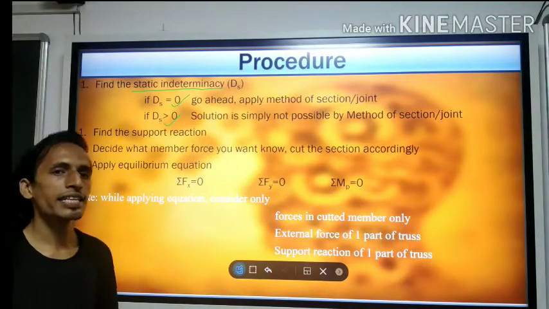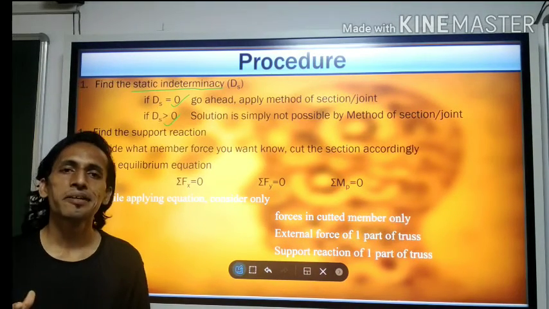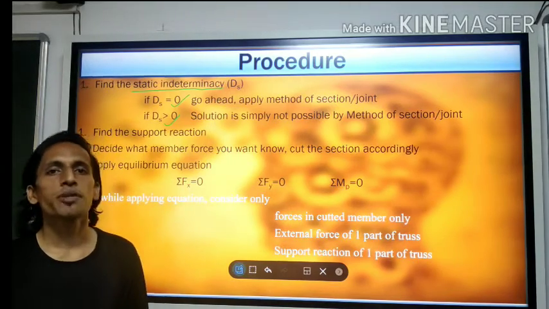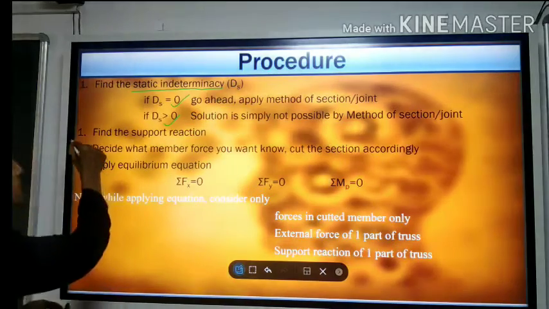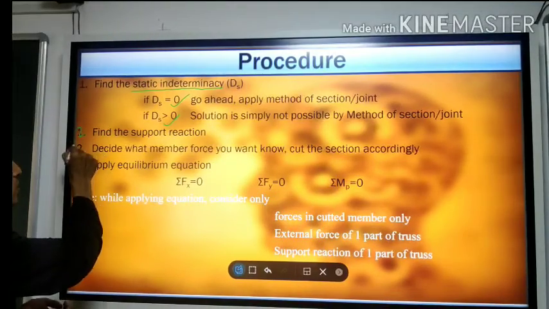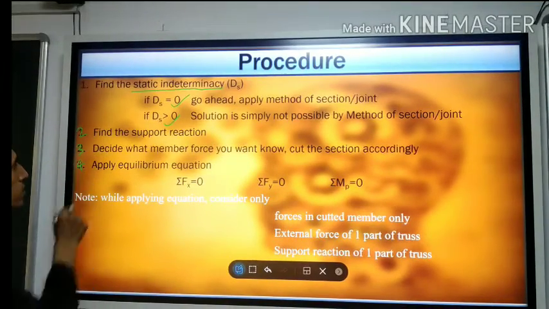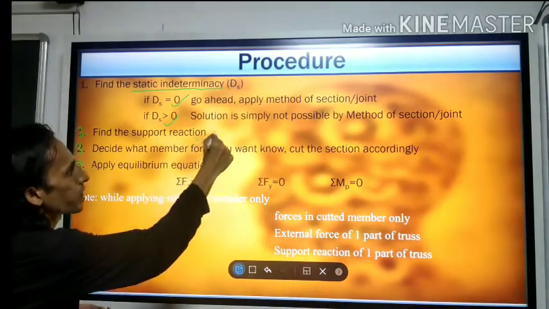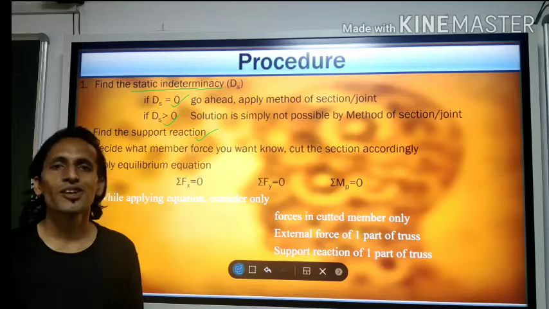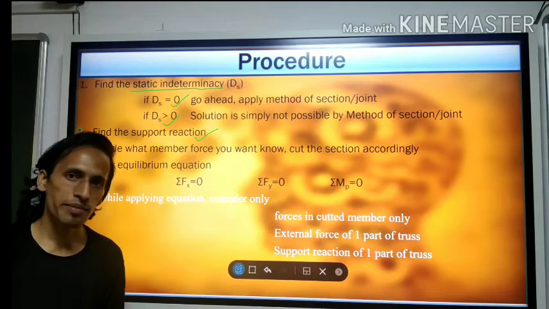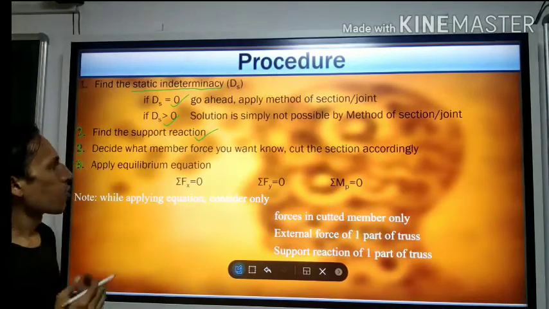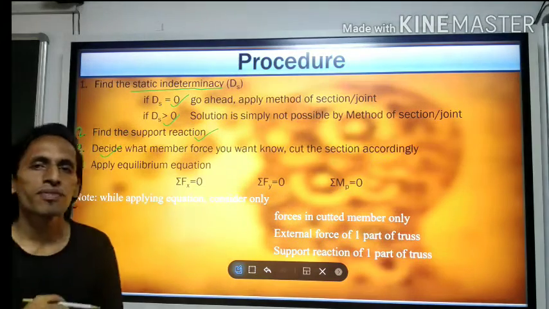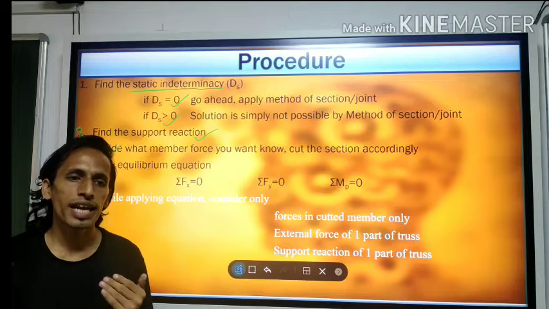Let us say that now static indeterminacy is 0. So what should be my next step? Your next step is calculation of support reactions. So first thing you have to do is calculate the support reactions. What is the third point? The third point is you need to cut the section and do the calculation.